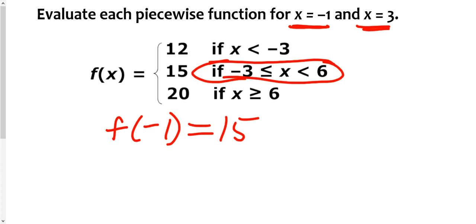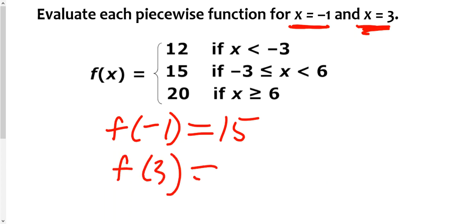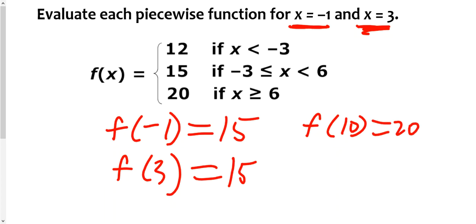Great. And then I'm going to erase that, and now we're going to evaluate the second one, which is f of 3. And f of 3 is, again, 3 is between -3 and 6, so f of 3 is also 15. If I asked you to evaluate, let's say, f of 10, all right, well now 10 is in this third interval. It's greater than or equal to 6, and so f of 10 would be 20. And that is how you evaluate when it's a constant.